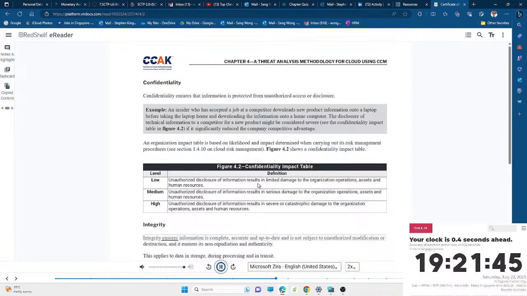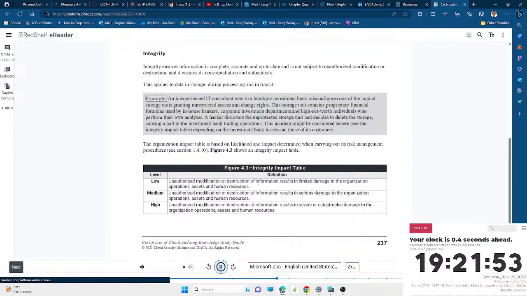Integrity ensures information is complete, accurate, and up-to-date and is not subject to unauthorized modification or destruction, and it ensures its non-repudiation and authenticity. This applies to data in storage, during processing and in transit. Example: an inexperienced IT consultant new to a boutique investment bank misconfigures one of the logical storage units, granting unrestricted access and change rights. This storage unit contains proprietary financial formulas used by in-house bankers, corporate investment departments and high-net-worth individuals who perform their own analyses.